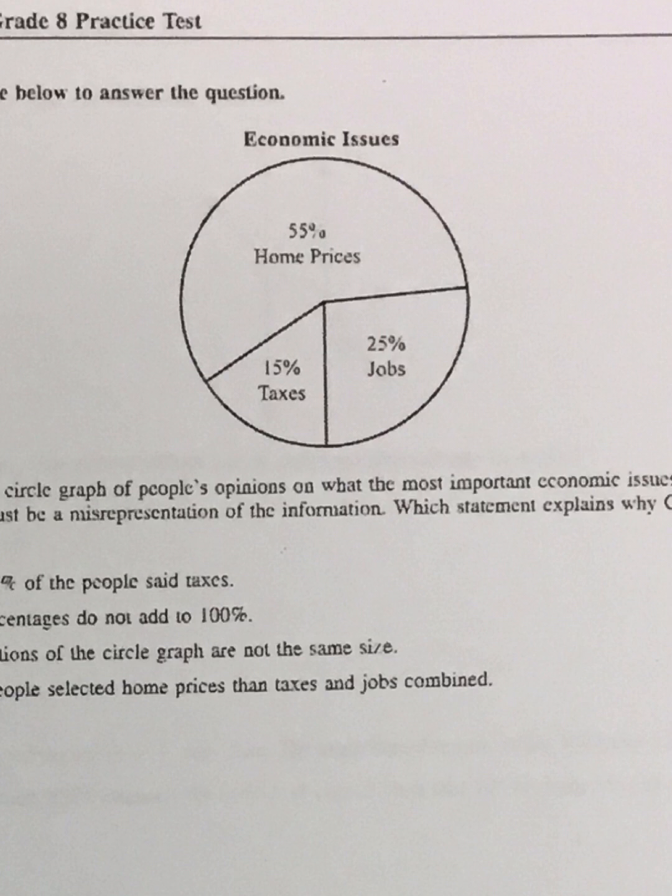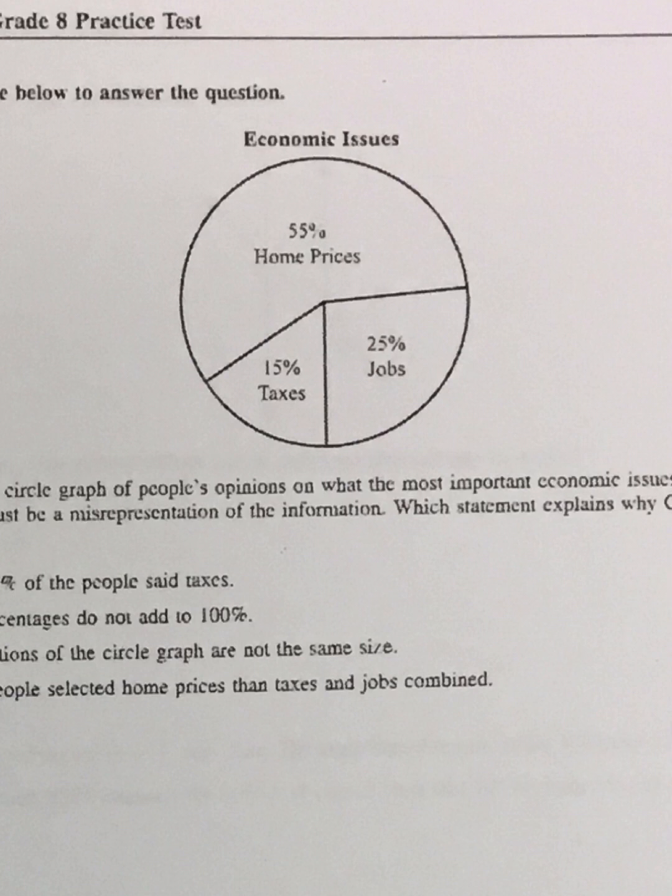On A, we're going to go through each one. Only 50% of the people said taxes. Does that really matter to us? No. Go to the next one. The percentages do not add up to 100. How can we easily figure that out? Add them all up. Do we get 100 when we do that? No. Easy. That's your answer.